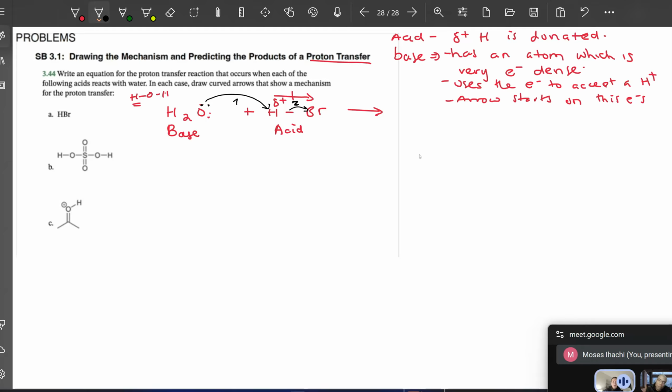Is the acid always going to be the one that's more electronegative? The acid is going to be the one that has a more electronegative element, correct? Or a positive charge. Yes. Okay.